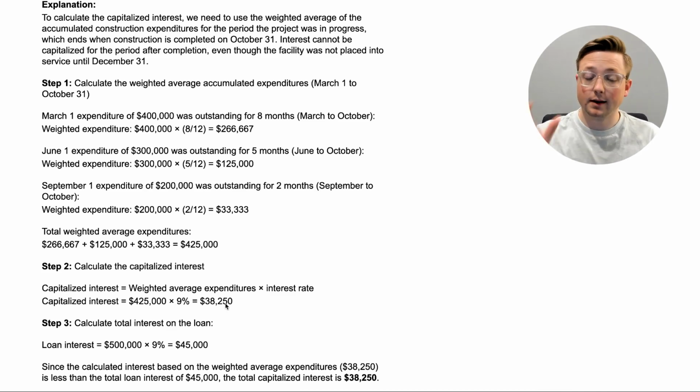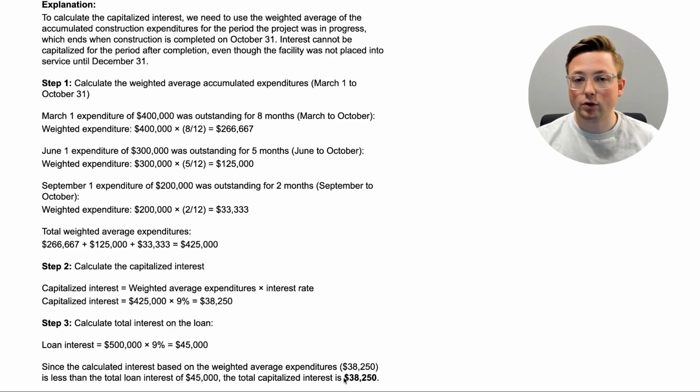$38,250. Now again, like I talked about in the previous question, you always want to make sure that for some reason the loan interest isn't lower than the capitalized interest that you calculated. So the loan interest is $500,000 multiplied by 9%, that's $45,000. Over the course of the loan, it's going to be that amount of interest. So since the capitalized interest does not exceed the loan interest, then you can use that full capitalized interest and add it to the gross value of the thing that's being constructed.